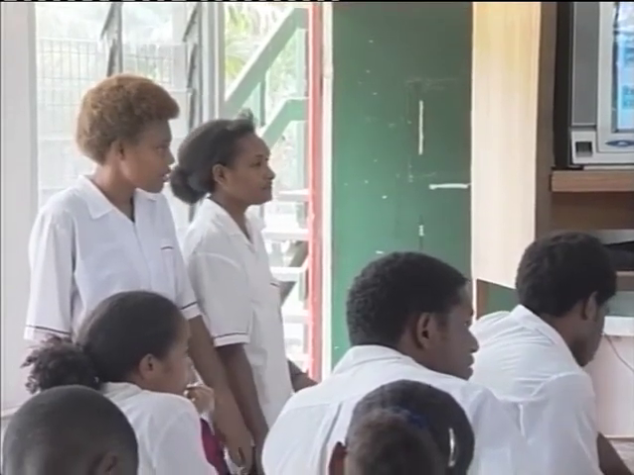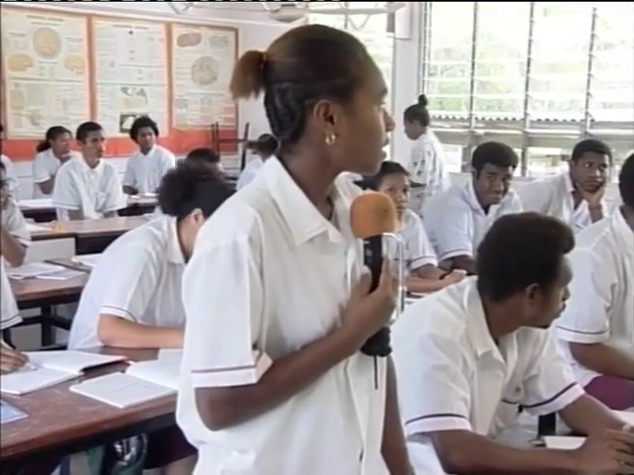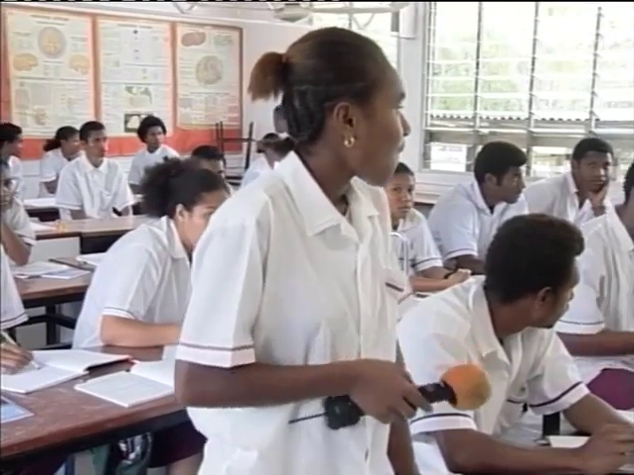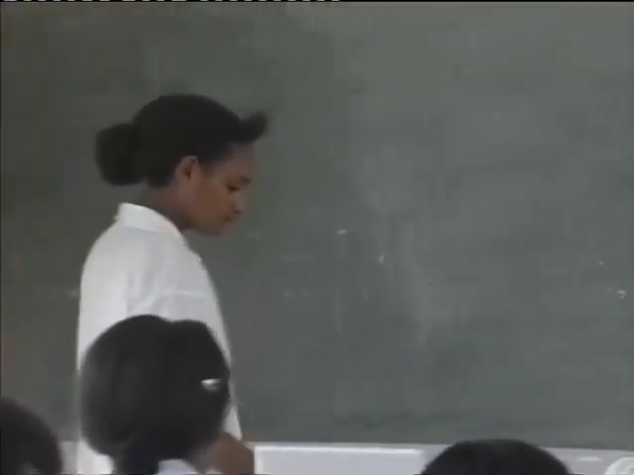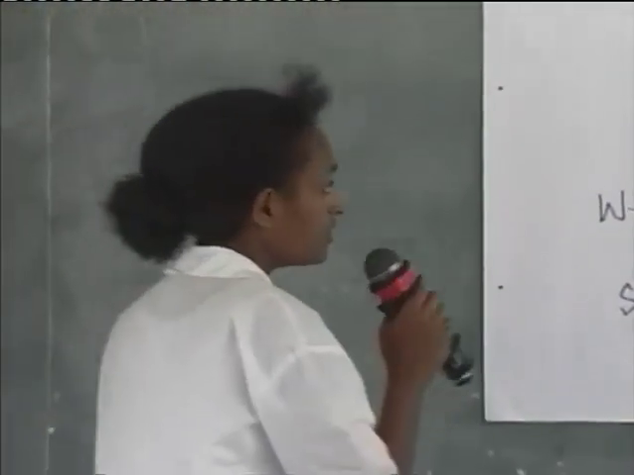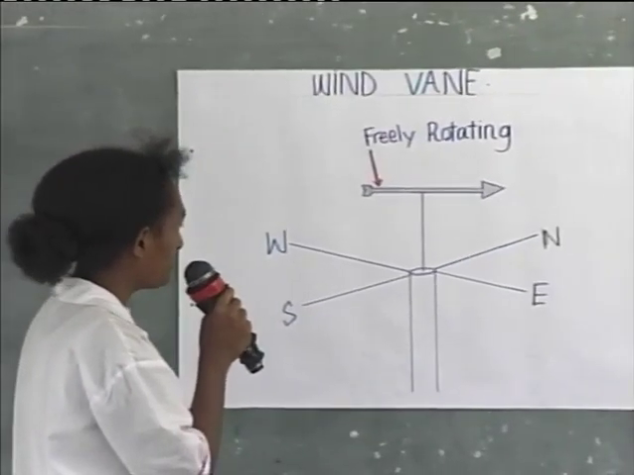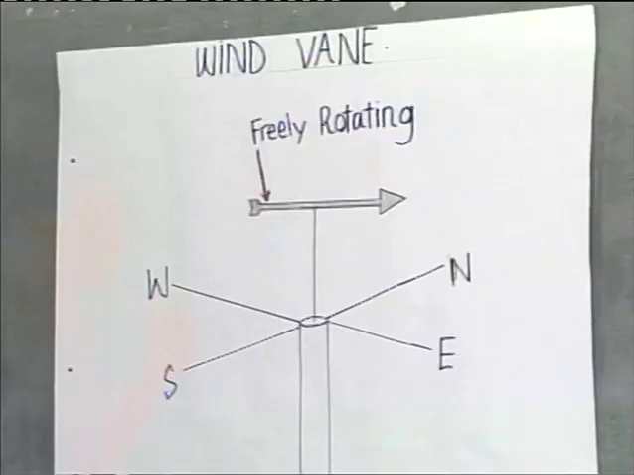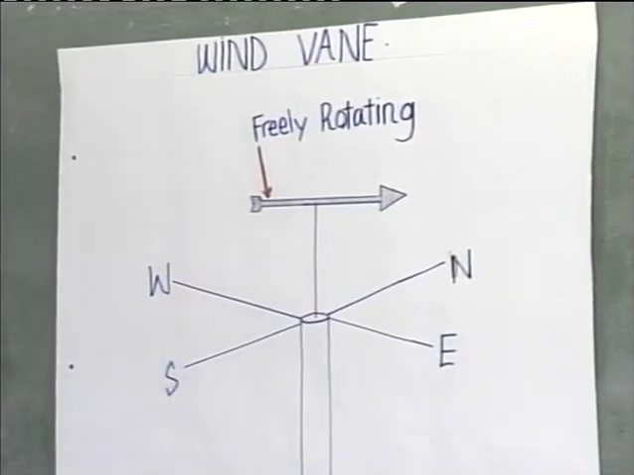Where would a wind vane be situated or positioned to get an exact reading of the wind? It could be placed on top of roofs where there's nothing blocking the direction of the wind.